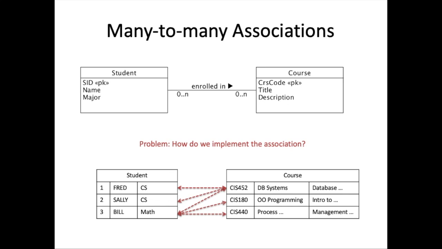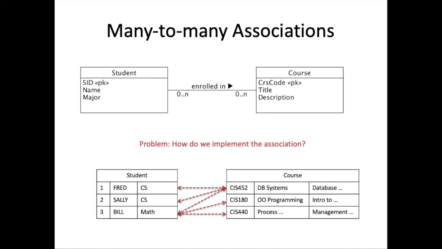Okay. All right, so we looked at one-to-one, many-to-one. The last thing, I guess, in terms of associations that we have to look at are many-to-many associations. So here's a typical example of that. Suppose we have students who have student IDs as their primary key, and they have names and majors. And we've got courses that have a course code as their primary key, and a title and a description. And we have an enrolled in association to indicate which students are enrolled in which courses.